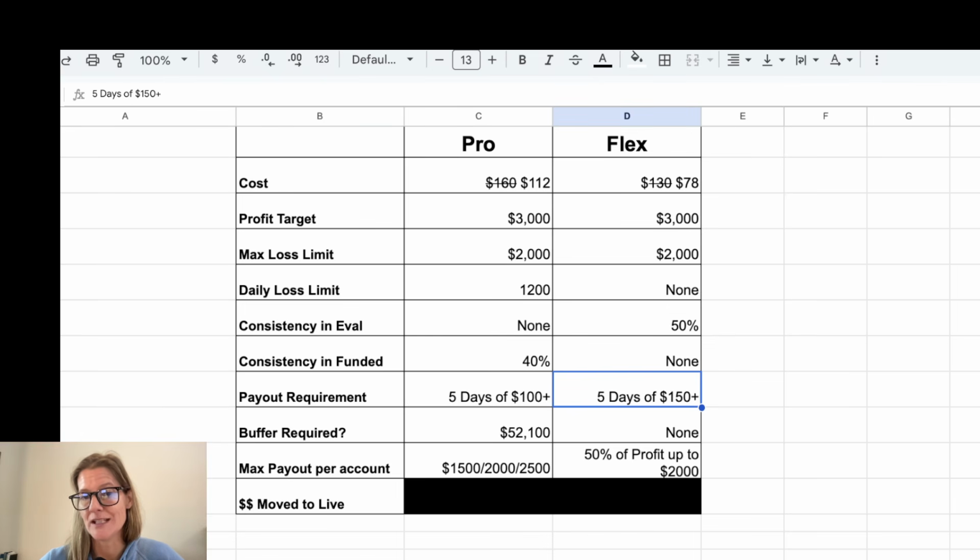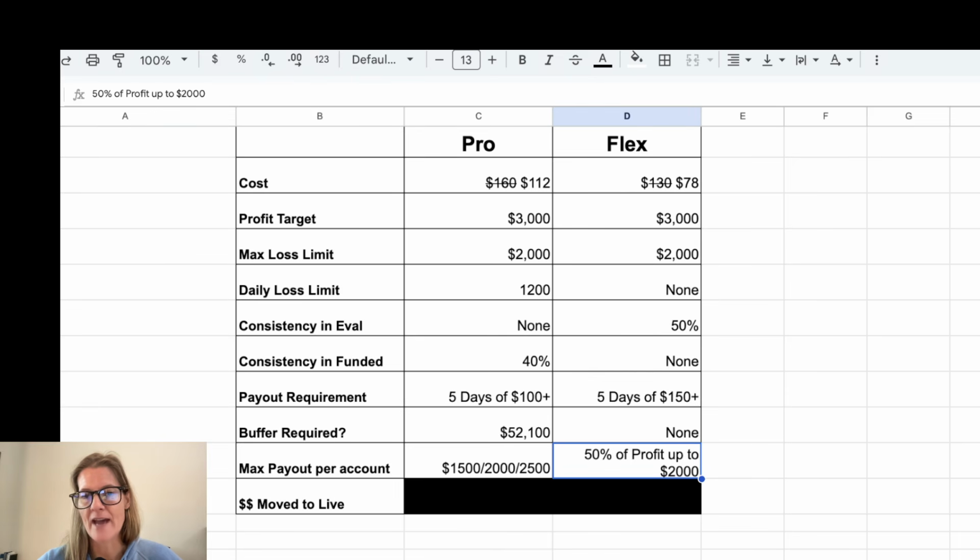You could technically trade to just $750 in profit, and you can pull out a payout because there's no buffer requirement. You can take out a payout of up to 50% of your profit, up to $2,000 in each account. So if you copy trade across 5 accounts, you could technically take out up to $10,000 total.